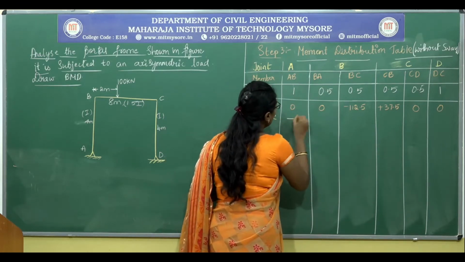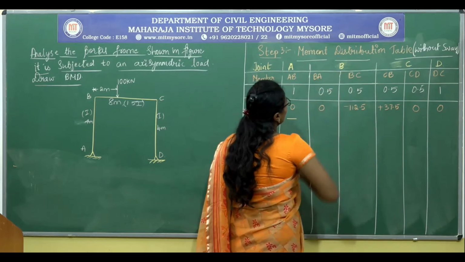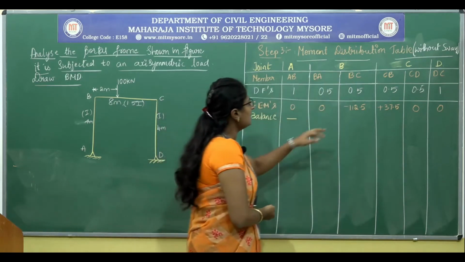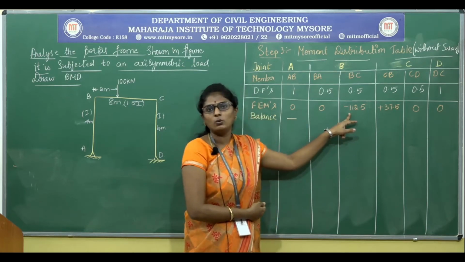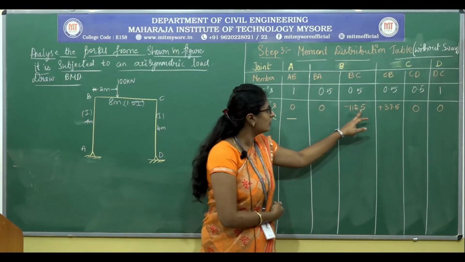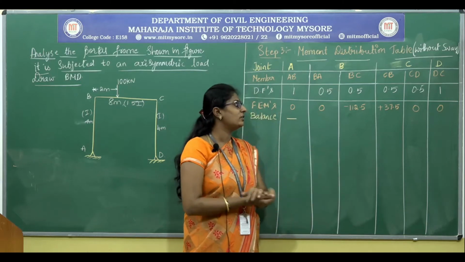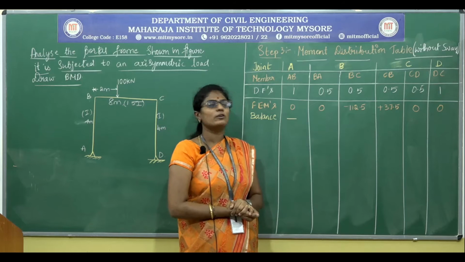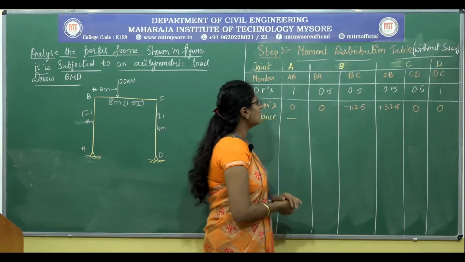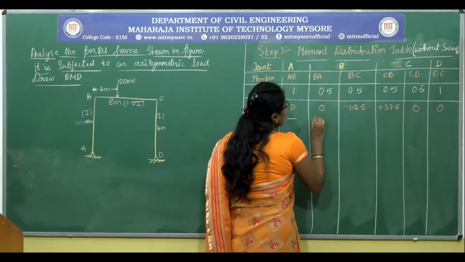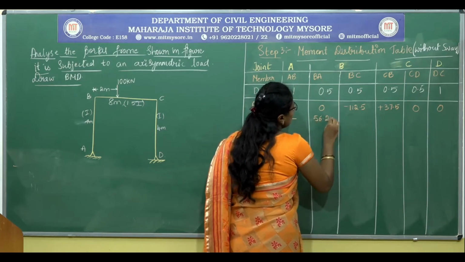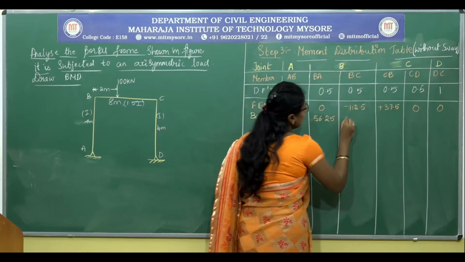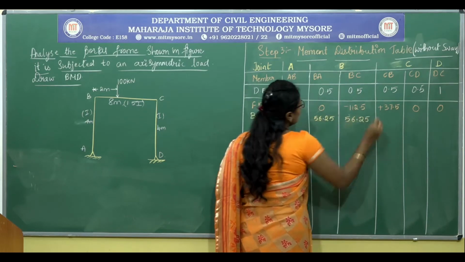We can directly go for the joint B, wherein we have span BA and BC. So, for this the unbalanced moment is minus 112.5. In order to balance this we need to consider plus 112.5. So, plus 112.5 multiplied by 0.5 will give you 56.25, and at BC plus 112.5 multiplied by 0.5 is again 56.25.